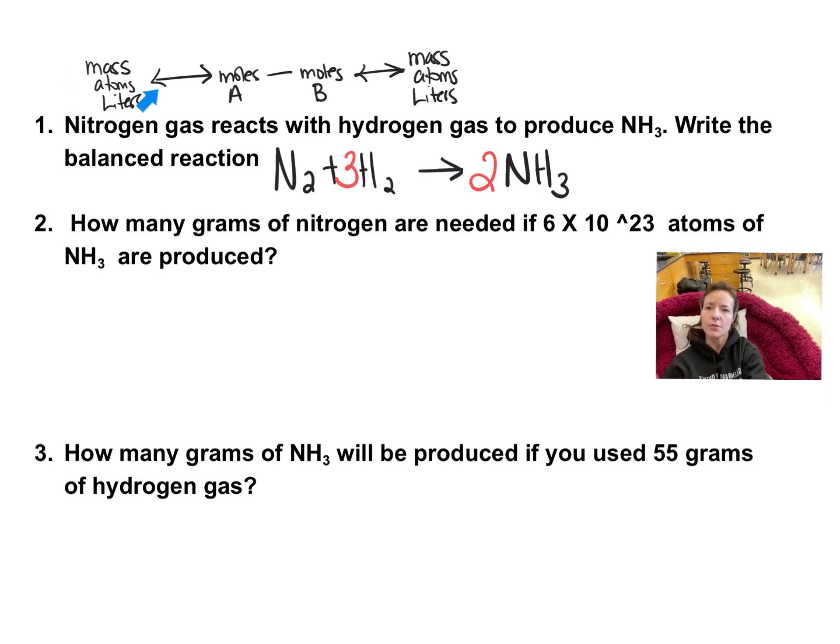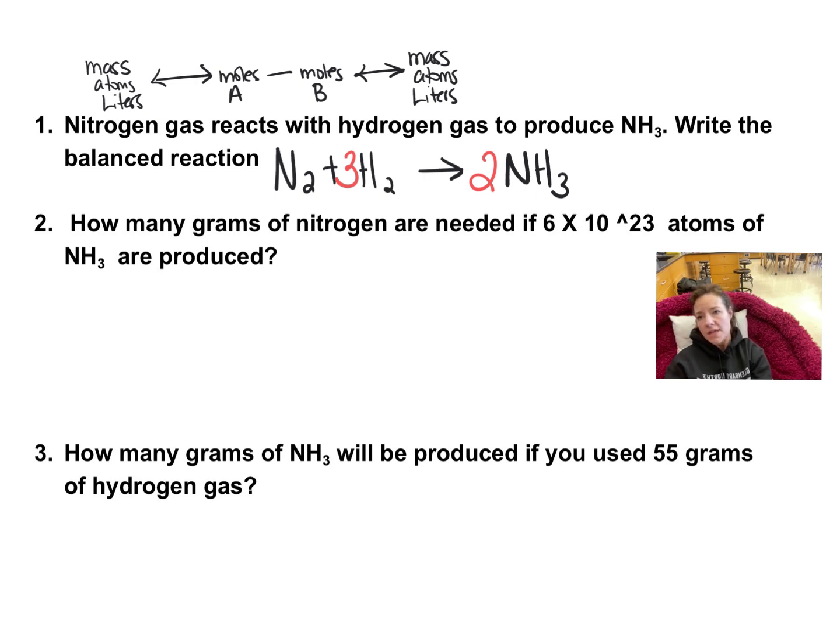We know how to get from those to moles. And then we use our mole-to-mole ratio to go from moles of one material to moles of another material. And then we can get to mass of that other material, or atoms of that other material, or liters of that other material, still just using our basics from our first unit.